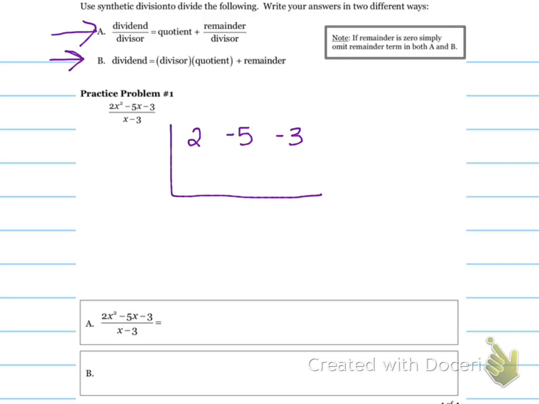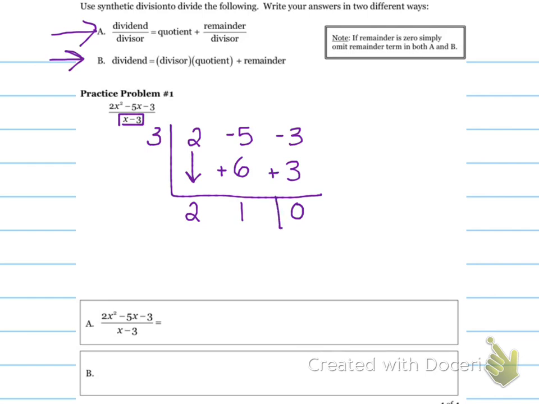And then the factor that goes on the outside is actually the solution of that factor, so it's going to be a +3 out here, which is the solution to the factor x minus 3. So our first step is to bring this first number down, 2. Now we're going to multiply on the outside. 3 times 2 is 6. We add down, so we get 1. 3 times 1 is 3. We add down and we get 0.